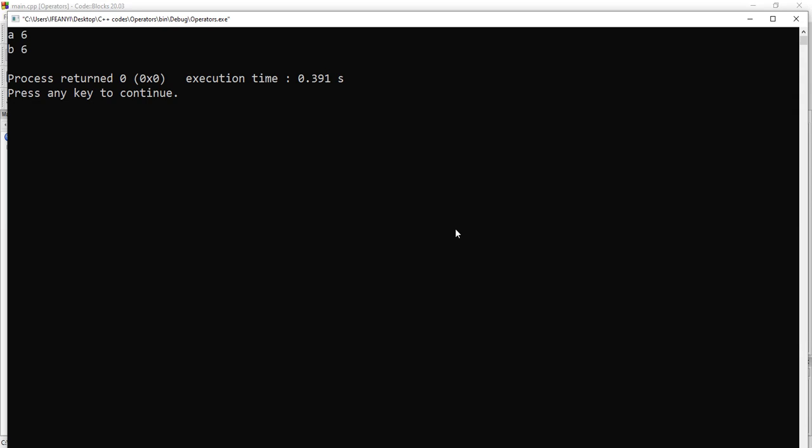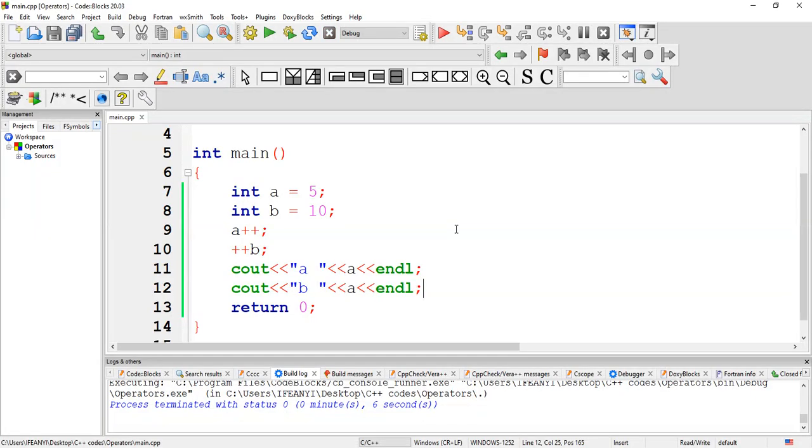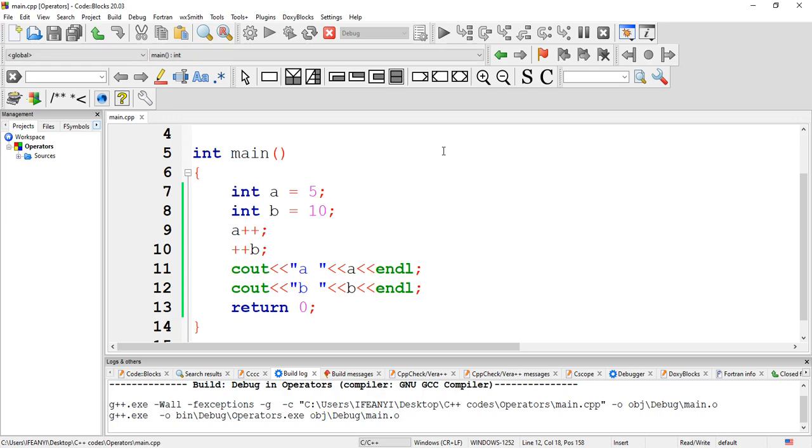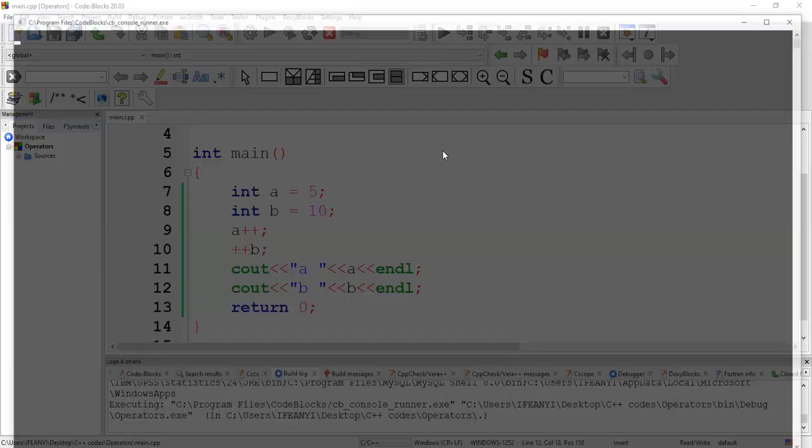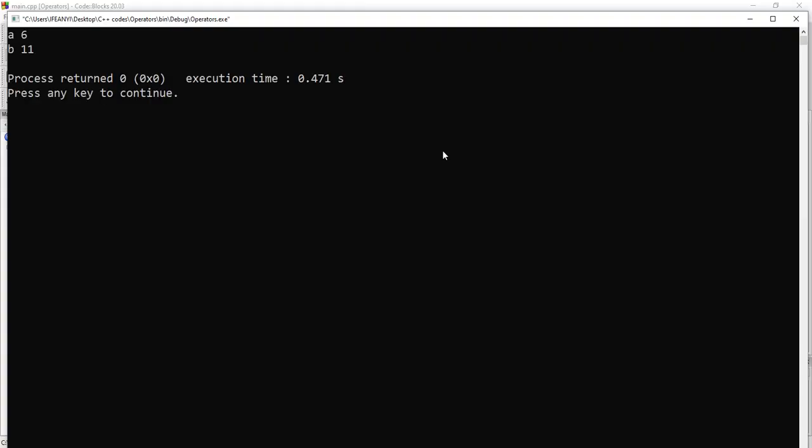Something is not right somewhere. Where are we getting 6 from? Oh, sorry, I didn't print b. I printed a instead of b. Sorry for that. Let me run it again. We expect it to be 6 and 11. Beautiful. So we have 6 and 11.